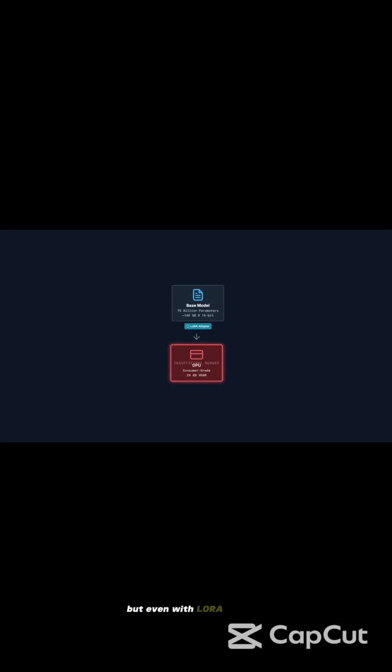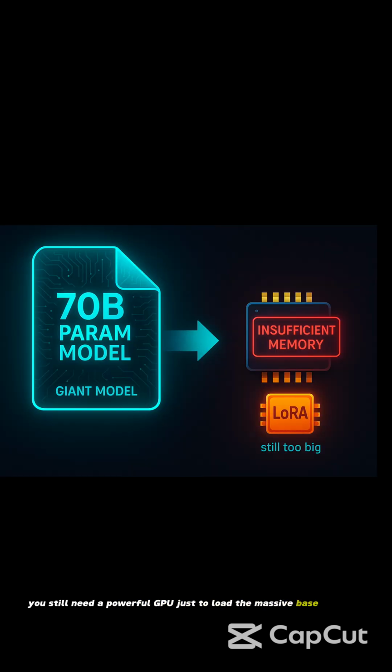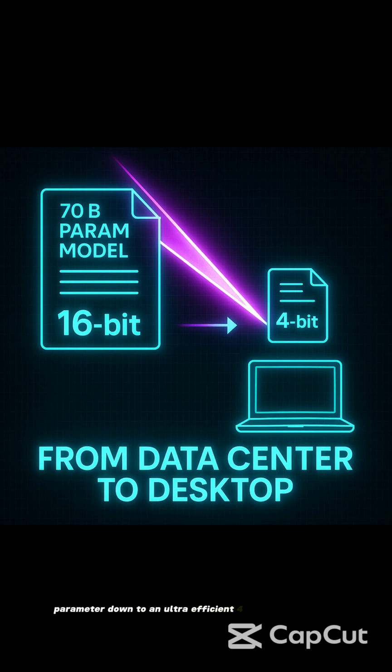But even with LoRA, you still need a powerful GPU just to load the massive base model. So researchers took it one step further with QLoRA. QLoRA's magic trick is quantization. It compresses the frozen base model's parameters down to an ultra-efficient 4-bit format. This drastically cuts the memory needed, letting you fine-tune massive models on a single consumer-grade GPU.